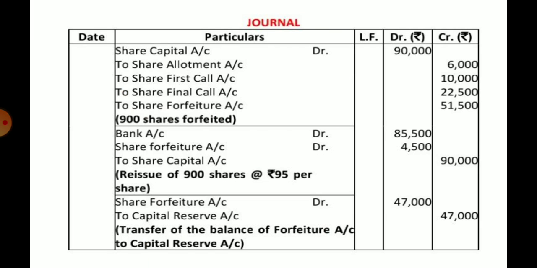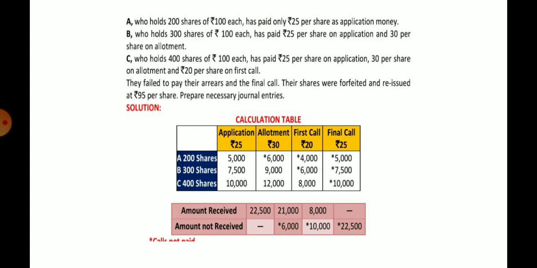So we have to enter the entry of reissue. So share application, share allotment 6,000 as we calculated, share allotment, right?